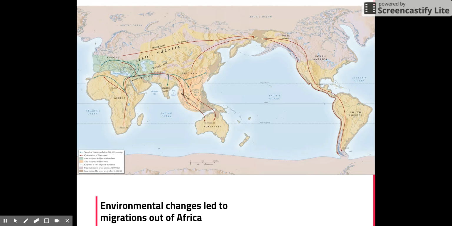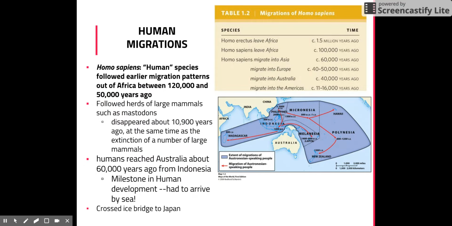Okay, so now we're going to look at human migrations. And there had been other humans that had migrated, including Homo erectus, but modern humans populated all parts of the earth. So it's believed that they left Africa about 100,000 years ago, migrated into Asia about 60,000 years ago, and into Europe and Australia about 40,000 to 50,000 years ago, and into the Americas about 15,000, 16,000, give or take, to 8,000 years ago, depending on which book you read.